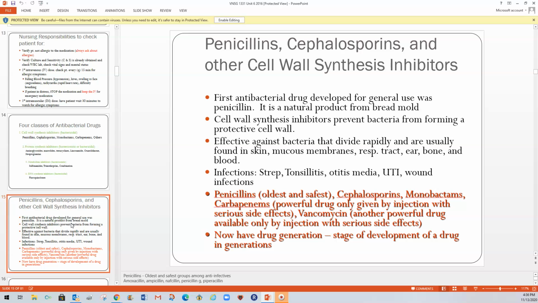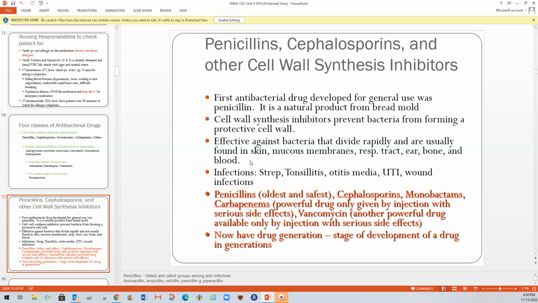So you remember we said that bacteria have a wall or a coating or something that protects them. That's how they can get strong. Well, this category of meds prevents that bacteria from forming that protective cell wall. And that's how you can destroy them. They're effective against bacteria that divide rapidly and are usually found in skin, mucous membranes, the respiratory tract, ear, bone, and blood. Such infections like strep, tonsillitis, otitis media, UTI, and wound infections.